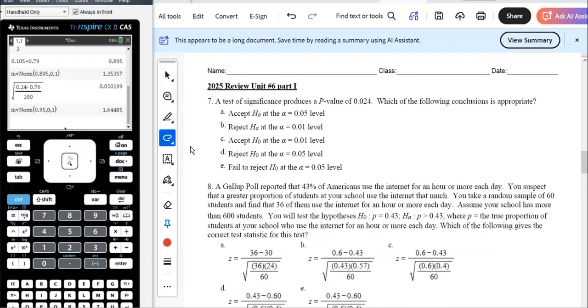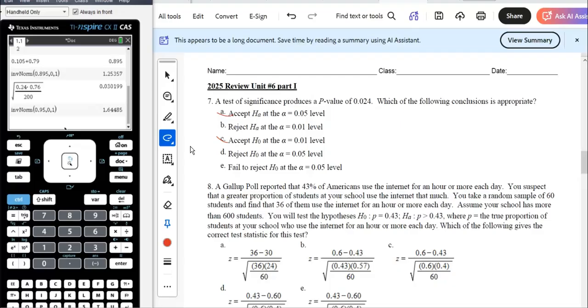So number 7, a test of significance produces a p-value of 0.024. What is the correct conclusion? So accept the null. Oh my goodness, that's just craziness. We never accept the null. It's not something we do. It's not a thing. That's like saying someone's innocent in a court of law. You don't actually say that. You say he's not guilty or guilty. Those are the two options. Reject the null. Let's see.